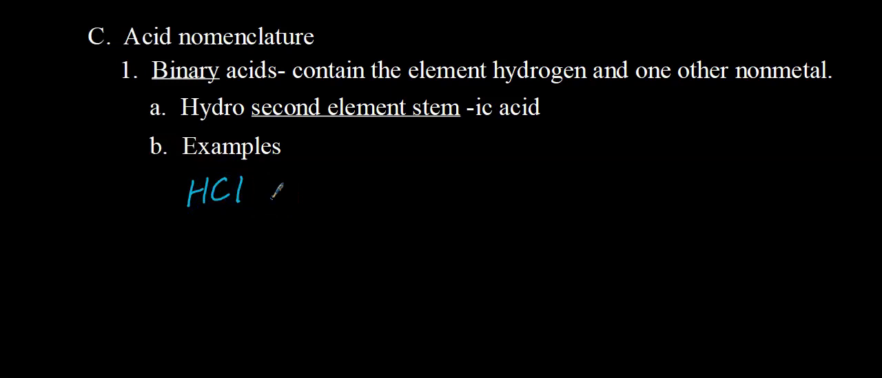So binary acid, we start with the prefix hydro. The second element is chlorine, so we'll just take off the suffix -ine. Hydrochloric acid. How about HBr? That would be hydrobromic acid. HI, hydroiodic acid.